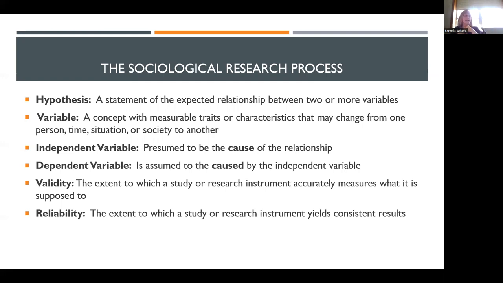The validity is whether or not the measurements that you're using are accurately measuring what you want them to, and that you're able to get the right information out of that. Reliability is the extent to which a study or a research instrument yields consistent results. So the instrument you're using, whether it's a survey, or in-person things, or different experiments, anything that you're using to get this outcome has to be reliable.